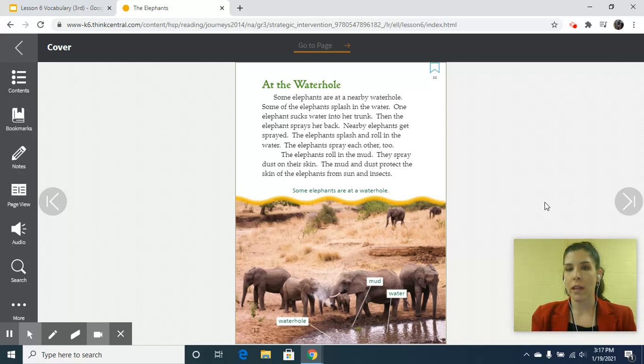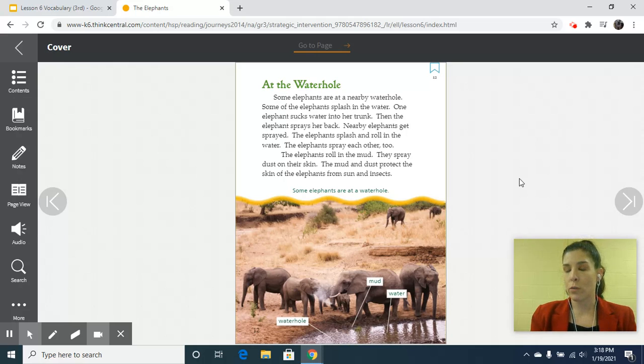The elephants splash and roll in the water. The elephants spray each other too. The elephants roll in the mud. Here's the mud. They spray dust on their skin. The mud and dust protect the skin of the elephants from sun and insects.